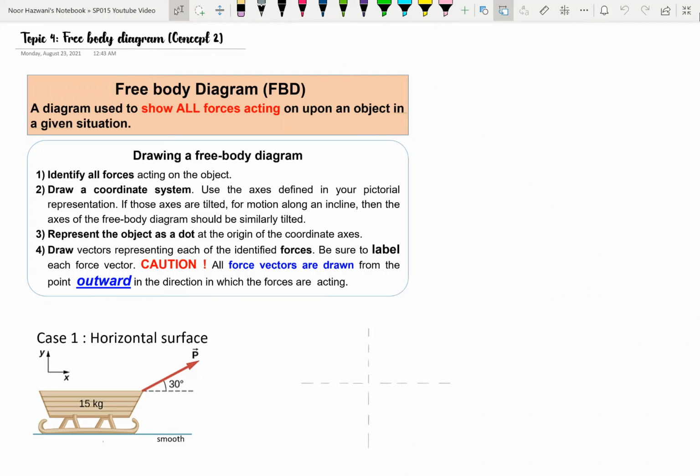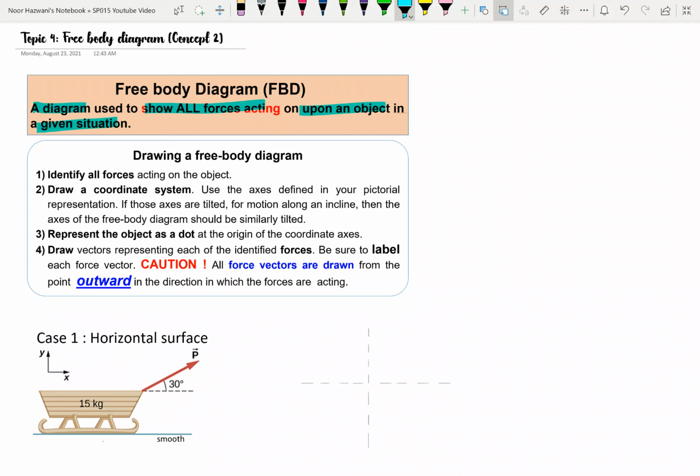So in this video, we are going to proceed our discussion on how to draw free body diagram. Tapi sebelum tu, kita kena tahu dululah sebenarnya free body diagram tu benda apa. So, free body diagram is actually a diagram. Dia adalah satu diagram which showing all forces which acting upon an object in a given situation. So sebenarnya free body diagram adalah satu diagram yang menunjukkan semua force yang bertindak ke atas sesuatu objek based on the situation given. Okay. So untuk you lukis free body diagram, there are a few steps.